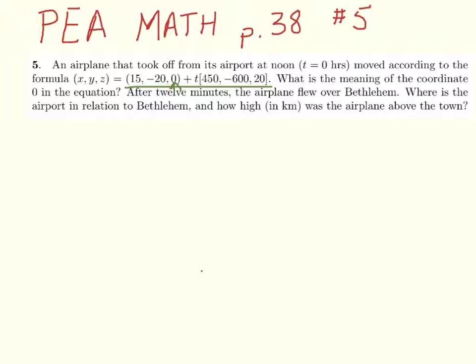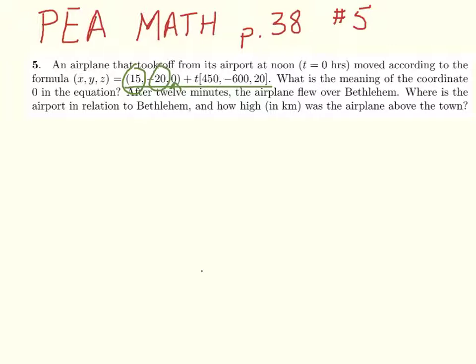Now, it doesn't help us a whole lot, because it talks about how the airport is at 15, negative 20, 0. So the airport is not really at the origin, right? If you want to envision what's going on here, if you think about this being the x direction, that means if we start at the origin, the airport itself is at 15 in the x direction, negative 20 in the y direction, and then it's on the ground at 0.